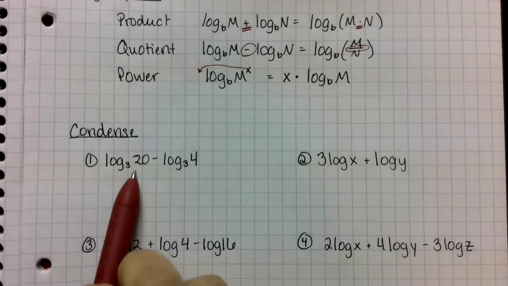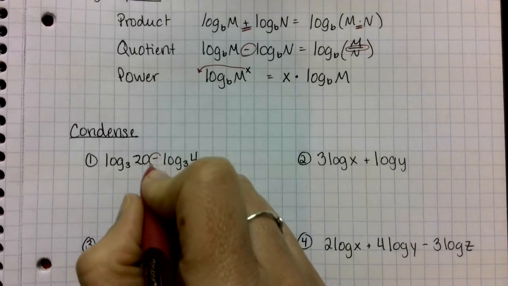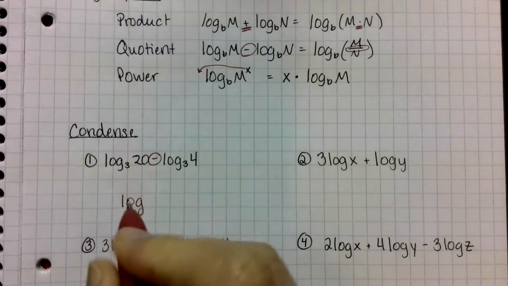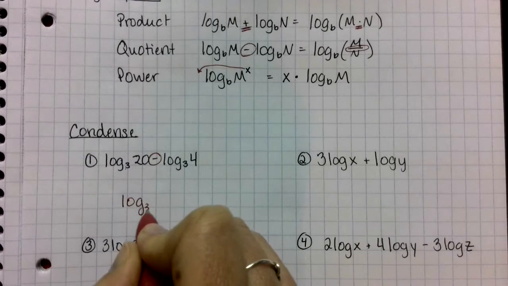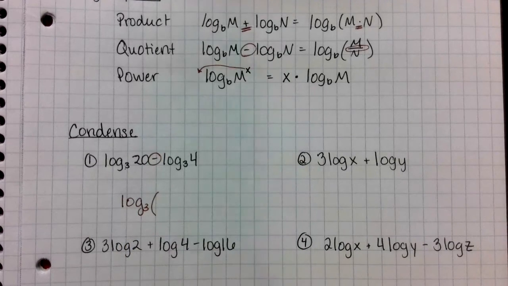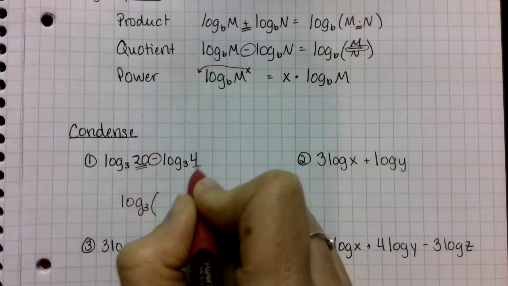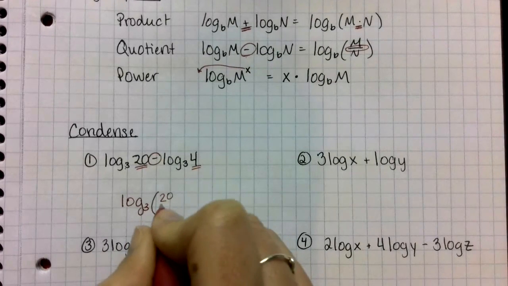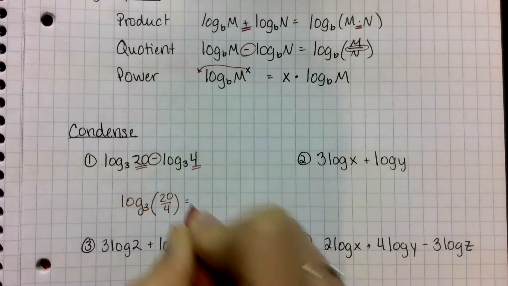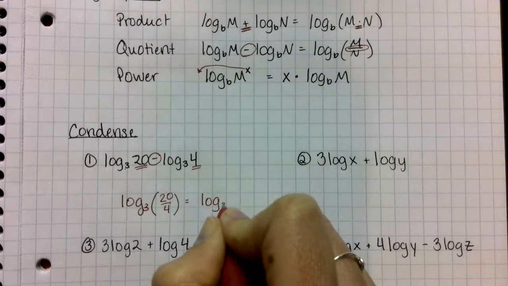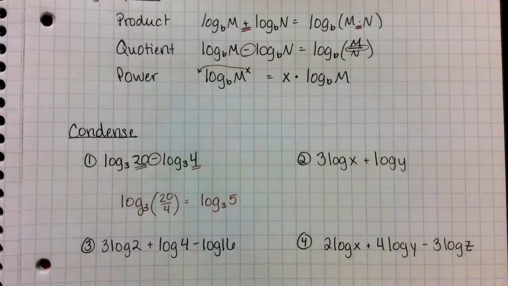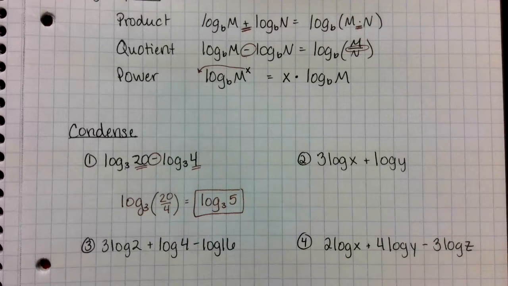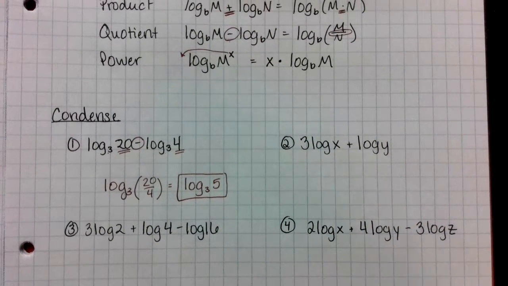Okay? So when we condense our logs, what I'm looking at is we have subtraction. So I'm going to condense this down to one log. My base is going to stay 3. And now these two parts, subtraction turns into division. So it's 20 divided by 4. And we can take this one step further, and we know that 20 divided by 4 is 5. So the condensed version is log base 3 of 5.